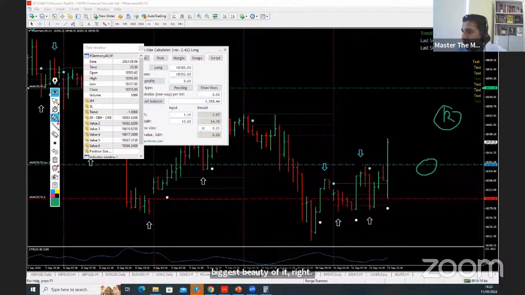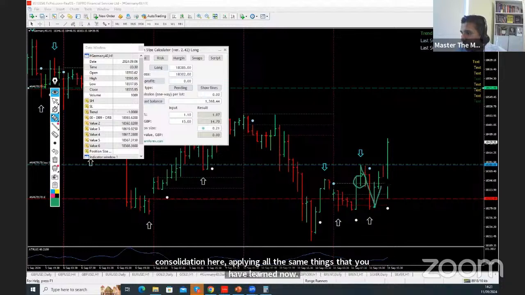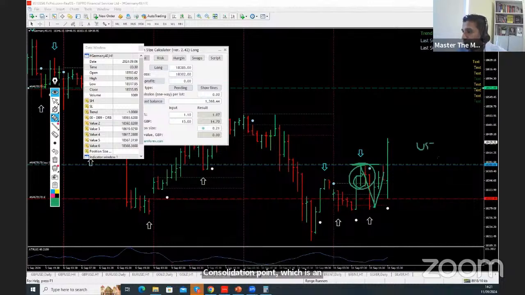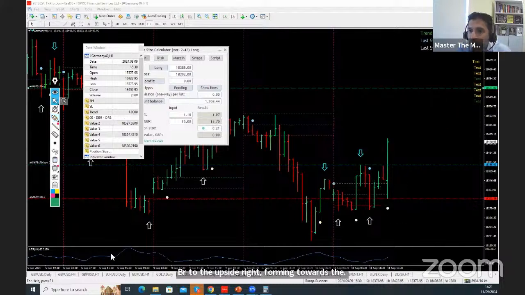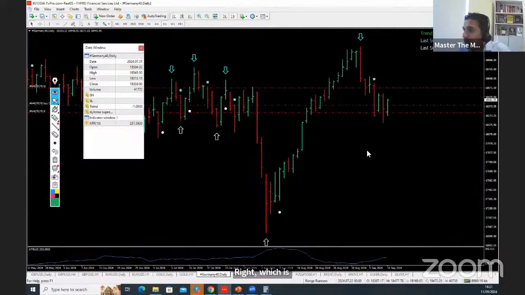So this is what I saw. I saw a little bit of consolidation here, applying all the same things that you have learned now. Upper stretch line got taken out, retracement still hovering around there. When to put an entry for the breakout of that consolidation point, which is in alignment with upper stretch being taken out, BRO forming to the upside, stretch being placed here, right? So stretch will be here, BRO to the upside, forming towards the range. Then I repeat the same thing again, let me just show you here, and then I can end off with this.